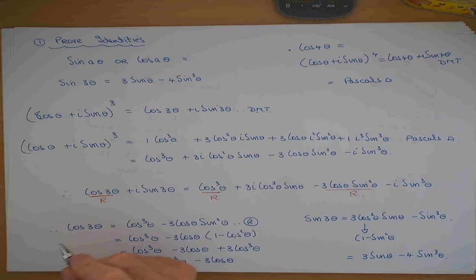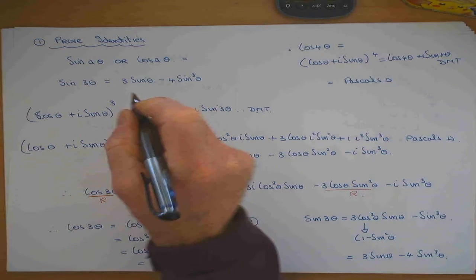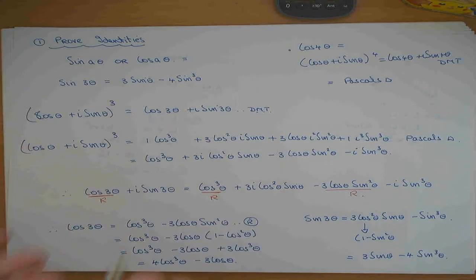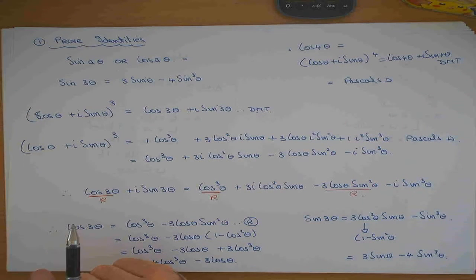I'm going to say this for the last time. That is only if it's sine A theta or cos A theta, there is no power. If there's no power, that's the identity.